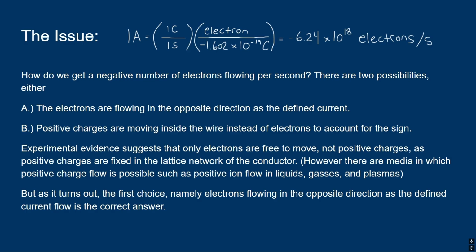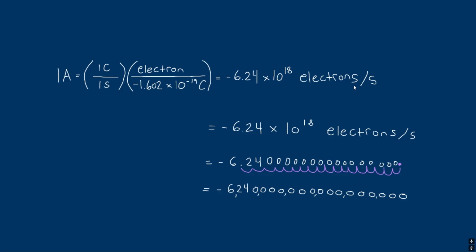Now, according to my book, Practical Electronics for Inventors, third edition by Paul Scherz and Simon Monk, experimental evidence suggests that only electrons are free to move, not positive charges, as positive charges are fixed in the lattice network of the conductor. However, there are media in which positive charge flow is possible, such as positive ion flow in liquids, gases, and plasmas. But as it turns out, the first choice, namely electrons flowing in the opposite direction as the defined current flow, is the correct answer. It is A, and that's why the number turns out to be negative.